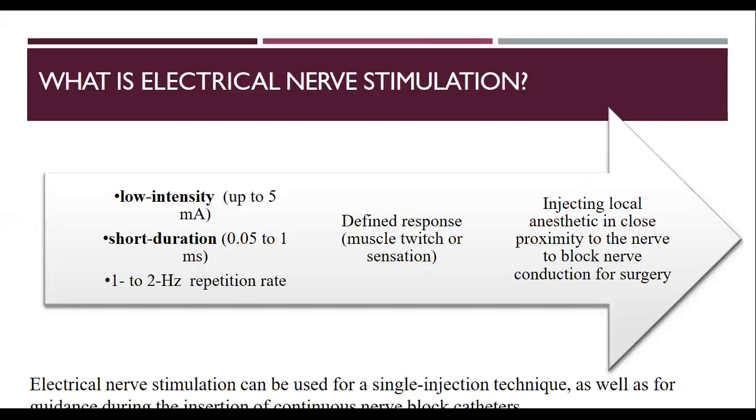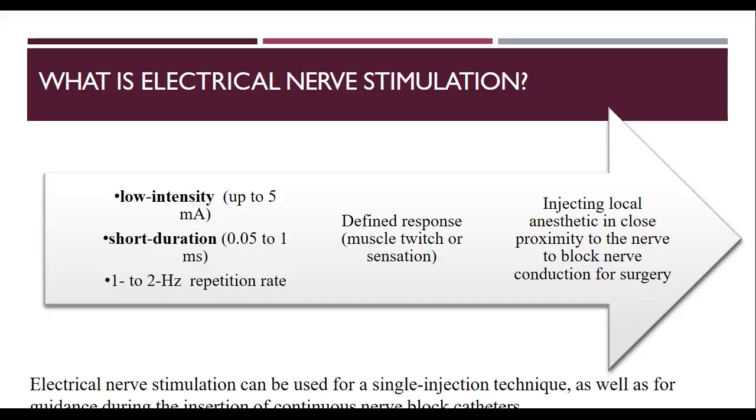What is electrical nerve stimulation? It uses low intensity, up to 5 milliampere current, and shorter duration. The total range of pulse width is between 0.05 to 1 millisecond, with a 1 to 2 hertz repetition rate of frequency. The defined response is a muscle twitch or sensation, depending on whether we are stimulating a motor nerve or sensory nerve, and then injecting local anesthetic in close proximity to the nerve to block nerve conduction for surgery.